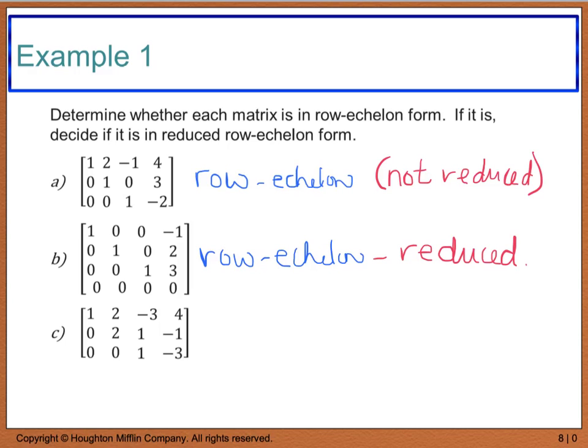Now for part C, I see that I have a leading 1 right here. When I go to my second row, I see that I have a 2 where I should really have a leading 1. So because of this 2, I don't even have to look any farther. This is not in row echelon form.